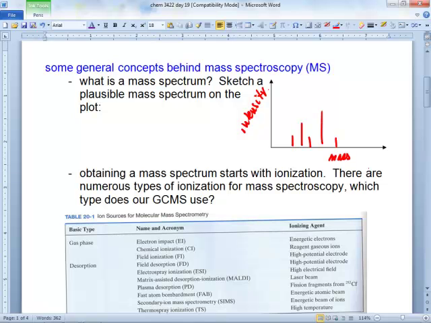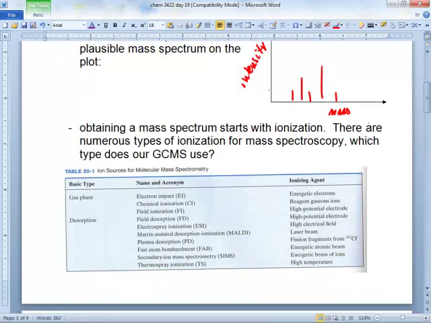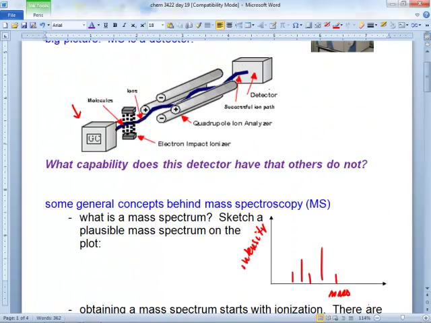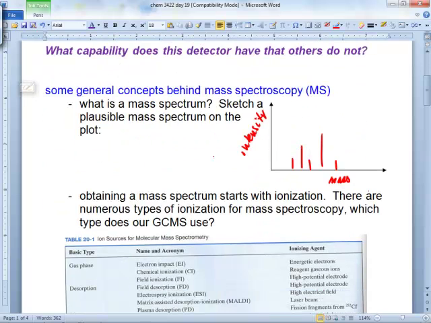Obtaining a mass spectrum starts with ionization. Okay, there's a whole bunch in this table. Where is ours? Okay, here's a hint. It's this kind. Oh, there, it says it right here. Electron impact.